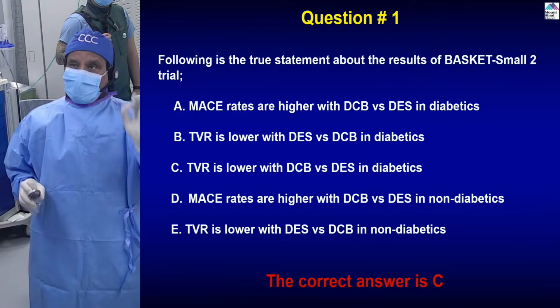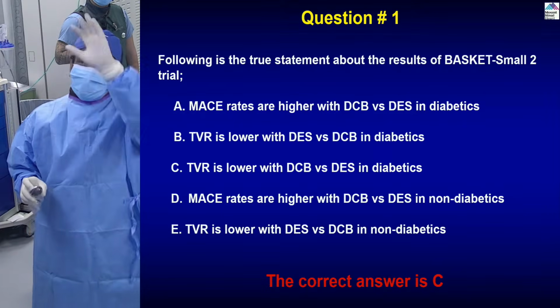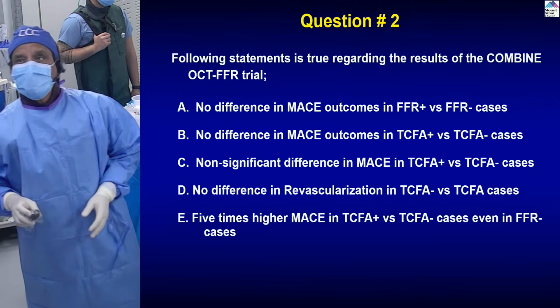The TVR is lower with the drug-coated balloon versus DES in diabetic patients. Everything else was equal, as we saw in the BASKET-SMALL 2 trial.